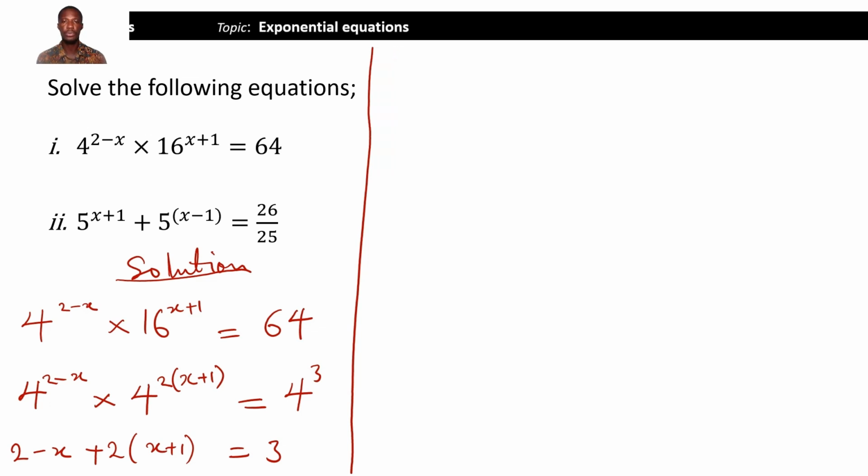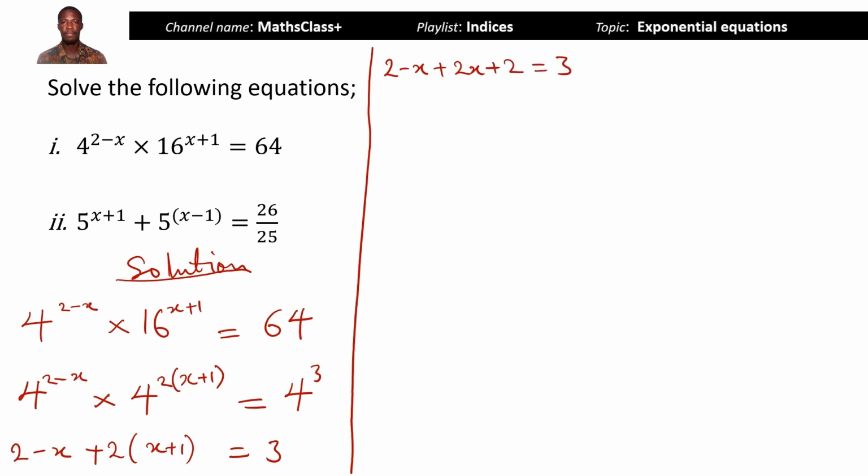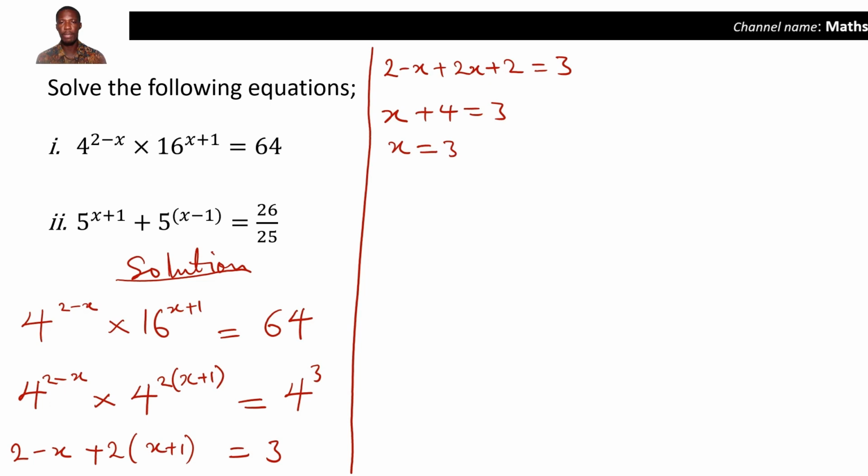Okay, so we continue. So 2 minus x plus 2x plus 2 is equal to 3. Now I group like terms and do the simplification. So I have negative x plus 2x, that will give me x. 2 plus 2, that will give me 4. And this is equal to 3. So x will be equal to 3 minus 4. That gives me x to be equal to negative 1. And that is the solution to the first equation.